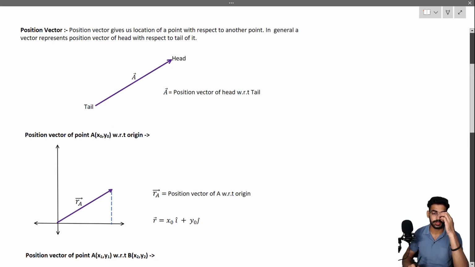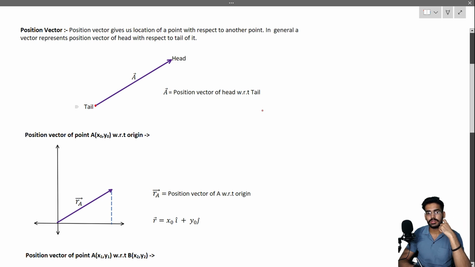How to define a position vector? This is very, very important. We will define a position vector of anything. Position vector gives us the location of a point with respect to another point. In general, a vector represents the position vector of the head with respect to the tail of that vector. So position vector is basically telling me the position of head with respect to tail.